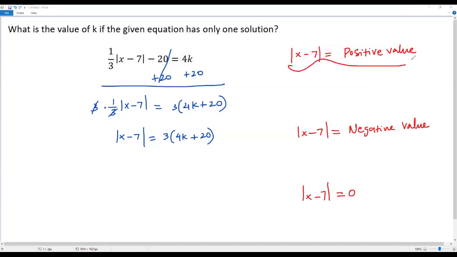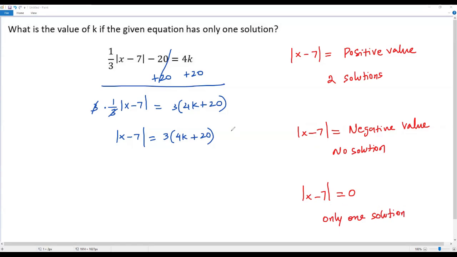In this equation, on the left side we have an absolute value, and inside the absolute value we have a linear expression. In that case, when this absolute value part equals a positive value, then this equation will have two solutions. That is, if I solve this equation, I'll be getting two values for x. If the absolute value part equals a negative value, then no solution for this equation. If this absolute value part equals 0, then only one solution. So these are the three possible cases we have for the solution of this equation.